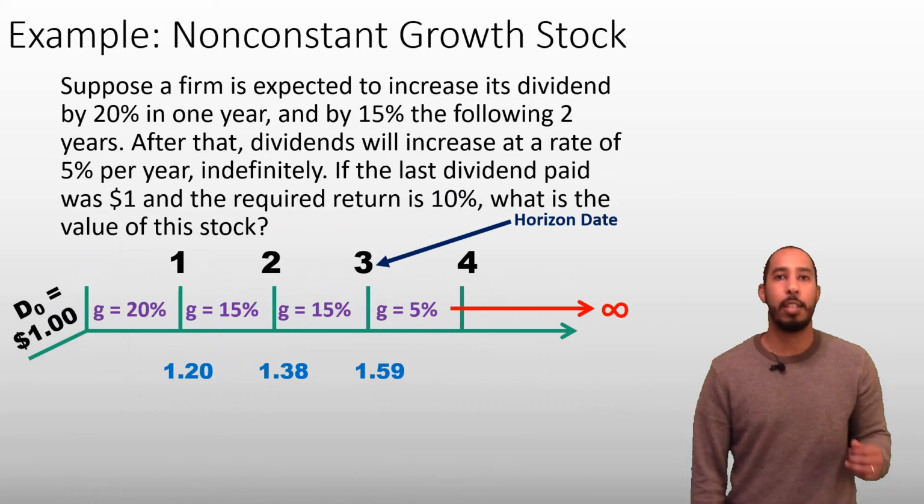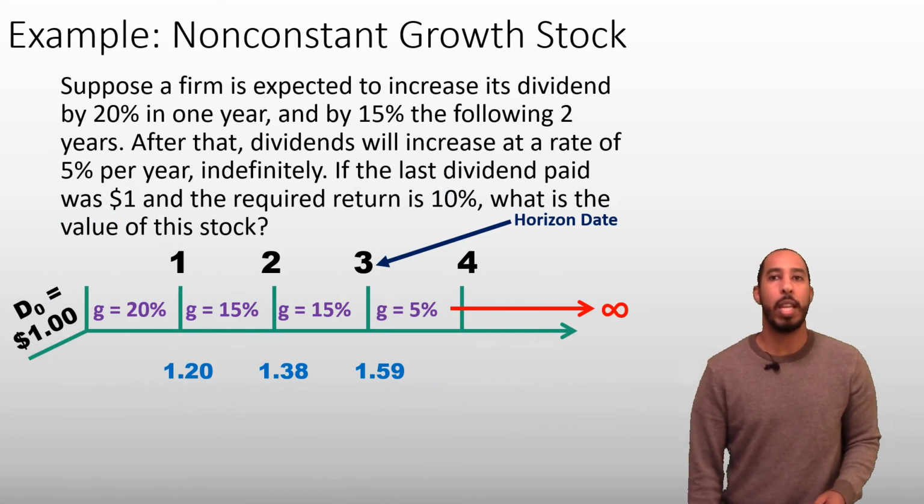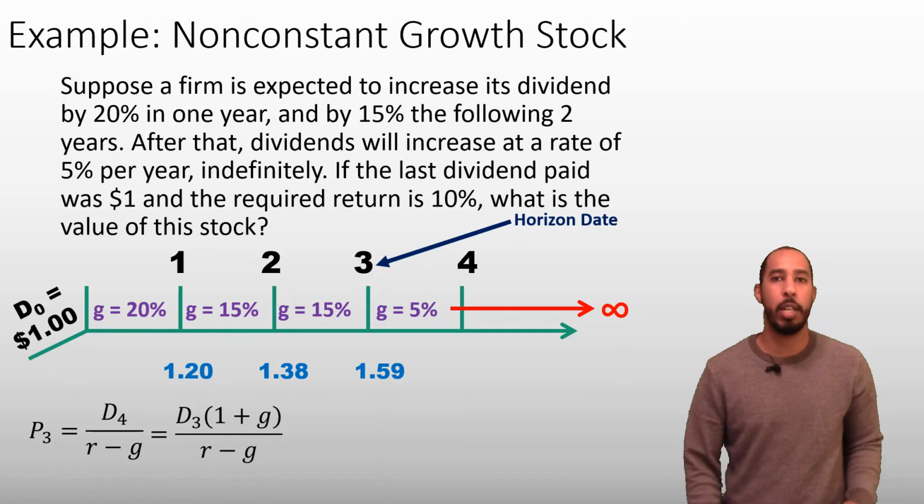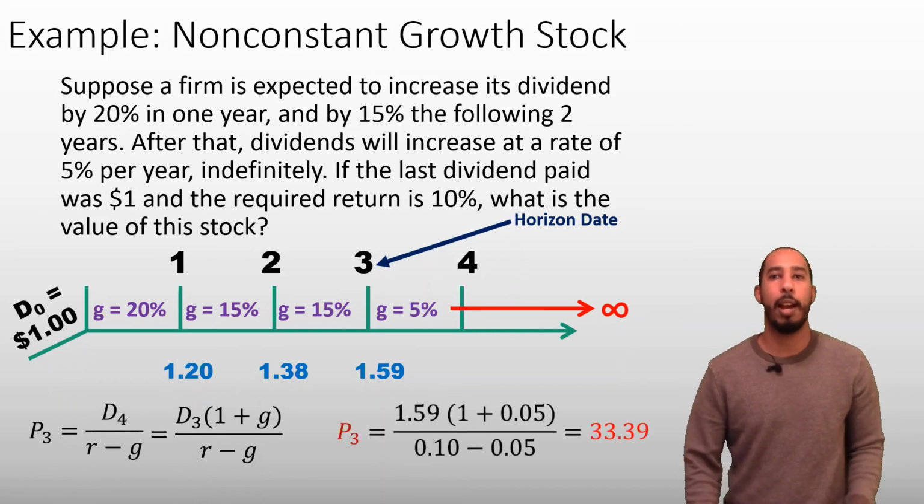Next, we have to find the value of the stock at the horizon date. We can get the value of the stock at year 3 by taking the next period dividend and dividing by the required return minus the constant growth rate, where the constant growth rate is 5%. We didn't compute D4 yet, but we can rewrite the formula in terms of what we already know. D4 is just going to be G% bigger than D3. So we can say the value of the stock at year 3 is the dividend at year 3 times 1 plus the constant growth rate divided by R minus G, where R is the 10% required return. Putting in our numbers, we get $33.39. This is the value of the stock at year 3.